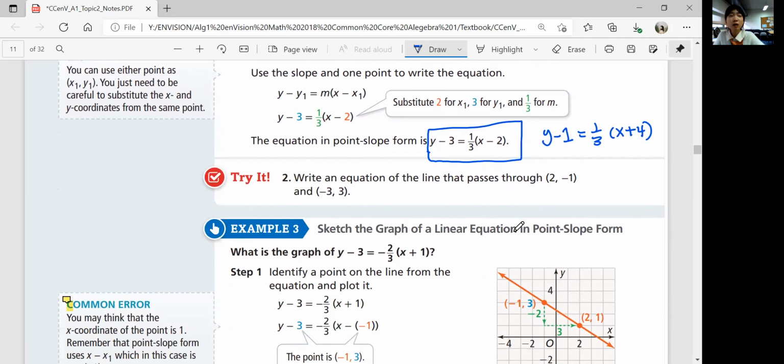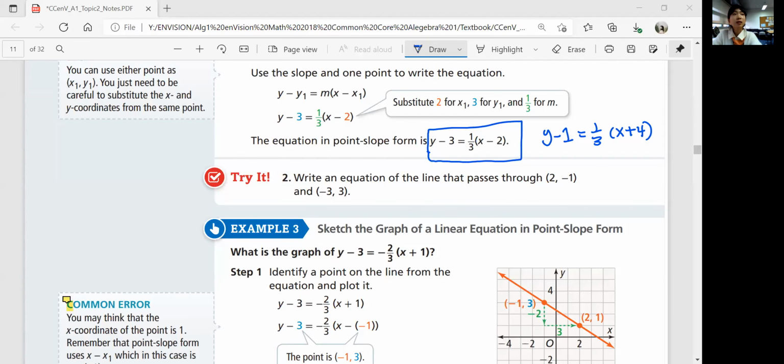Okay, try number 2. Write an equation of the line that passes through (2, -1) and (-3, 3). First step, find the slope. Second step, pick a point. Third step, plug it into the point slope formula and you get a point slope equation.